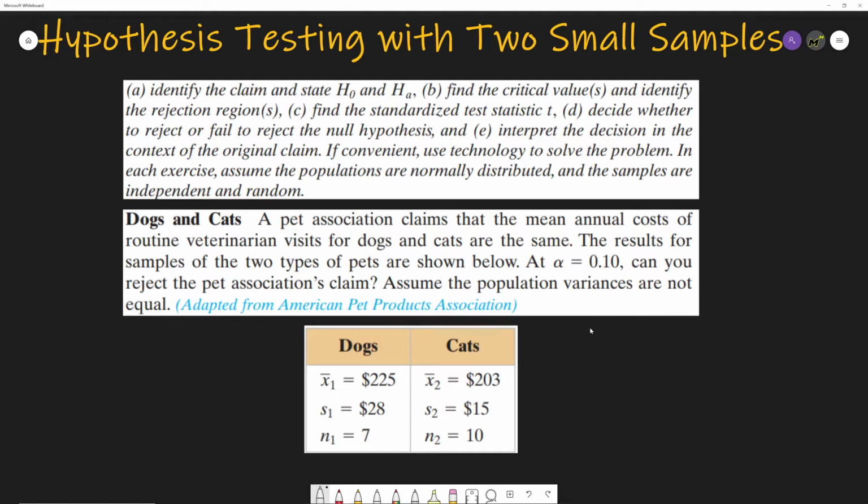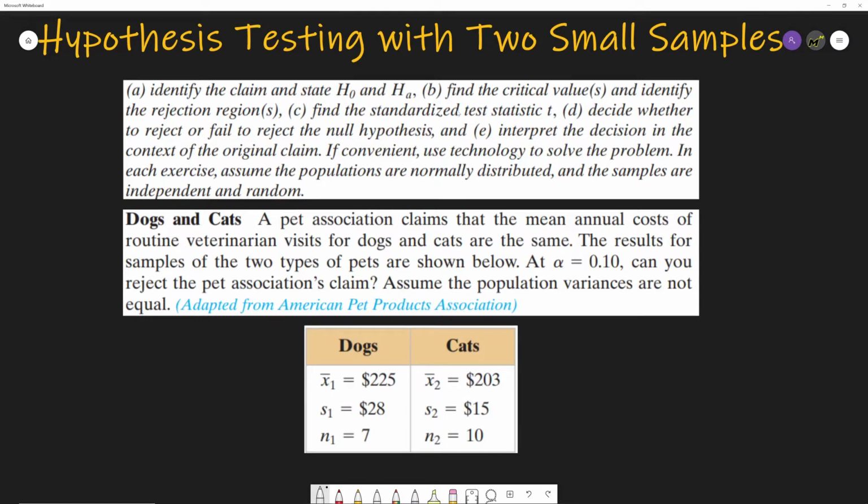Okay. So under two samples, here we have our sample for the dogs. The sample mean ended up being about $225, and the standard deviation was 28. We had seven visits for our sample with the dogs. And for the cats, the sample mean was $203 with a standard deviation of 15, and the number of visits for those was 10.